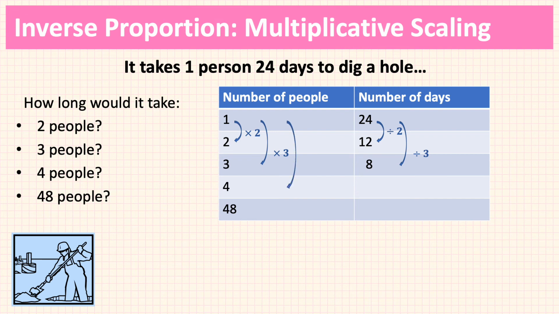Okay, next one. I'm now looking at 4 people. So going back to 1 to 4, I've multiplied by 4. So I go back to my 24 and I know that I must divide that by 4 because I'm doing the opposite thing, which gives me 6. And then finally, going from 1 person to 48 people, I've multiplied by 48. So what I now need to do with 24 is divide that by 48, and that gives me 0.5. So I'm saying it would take 48 people half a day to dig that hole. I'm also assuming the hole is the same size in each scenario.